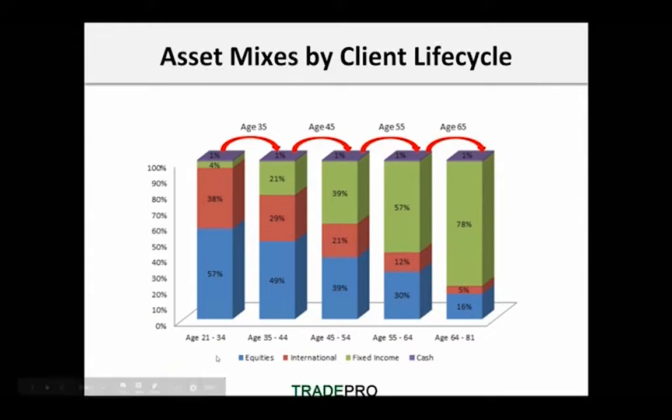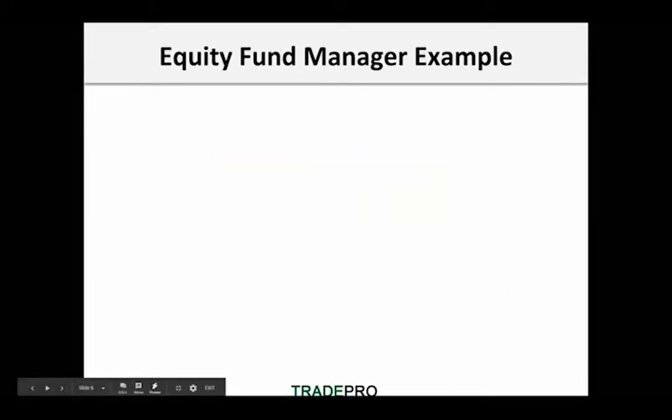So what we don't realize as traders is that this plays a huge role in how we day trade as well. And this is what we're getting to here. All right, now let's go through an example. Who wants to be an equity fund manager here?